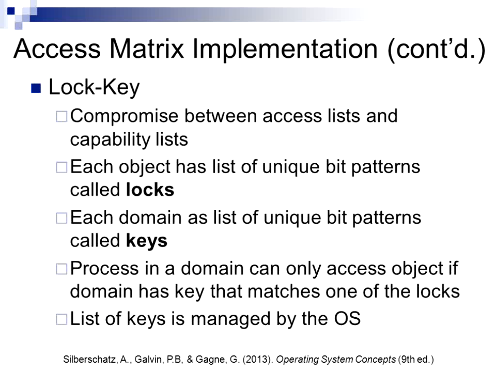The next way that you can implement it, though, is using a lock and key. And I like this one because it makes the most sense to me. A lock and key implementation is a compromise between access lists and capabilities. The way a lock and key system is set up is each object has a list of unique bit patterns called the locks. Each domain has bit patterns called the keys. A process in a domain can only access an object if the domain has the key and it matches the lock for that object. And the list of keys is actually managed by the operating system.